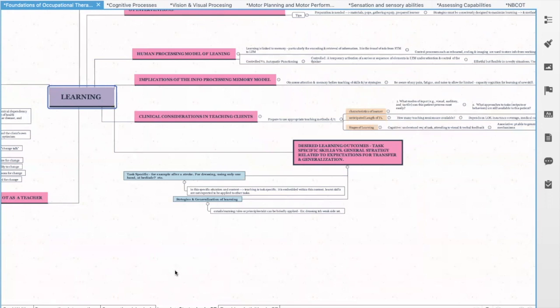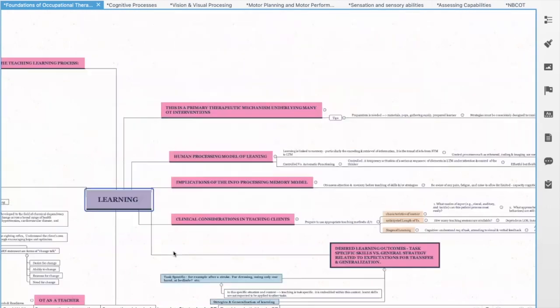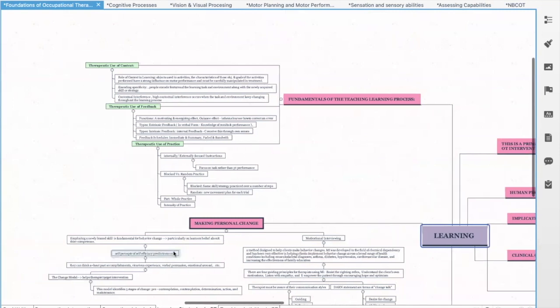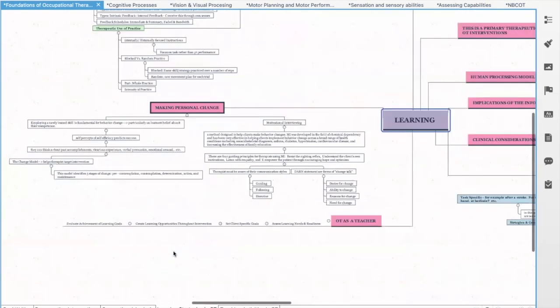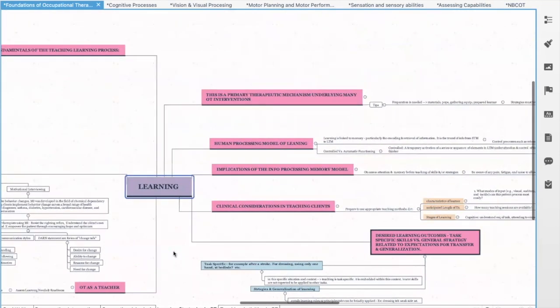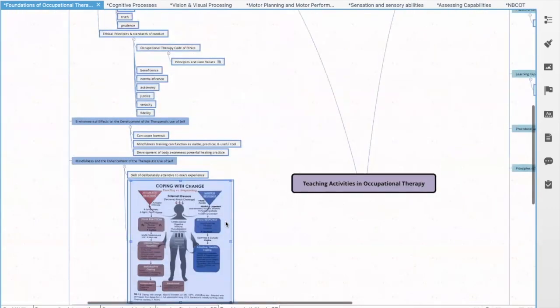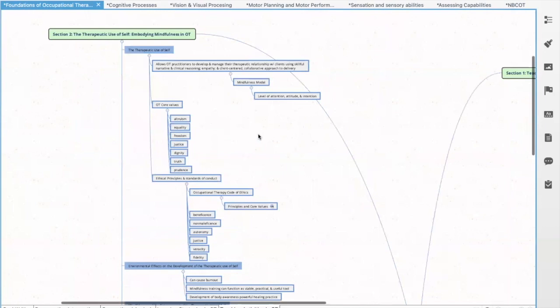Learning strategies in OT. I just like the way that this concept map was organized. I liked the way that it was grouped. The topics were grouped together. And then teaching activities in OT. So focusing on this, OT core values.